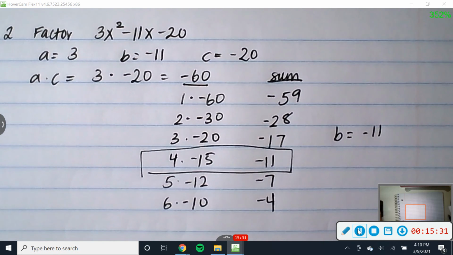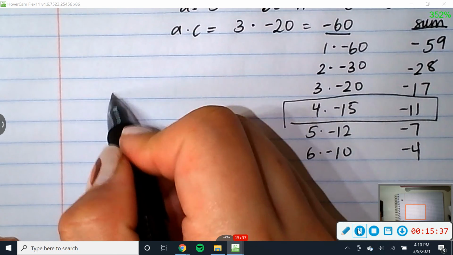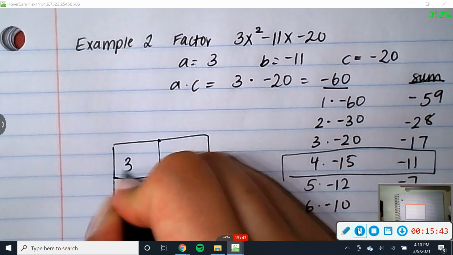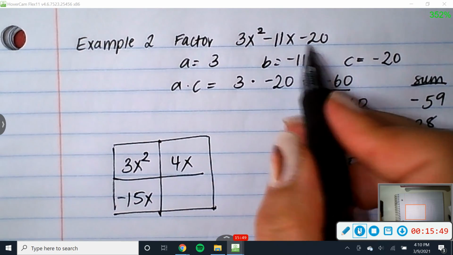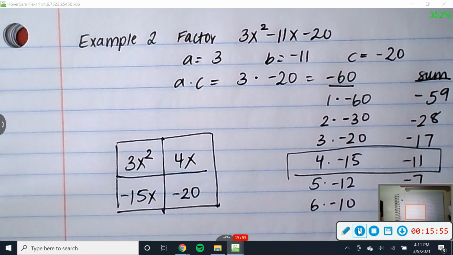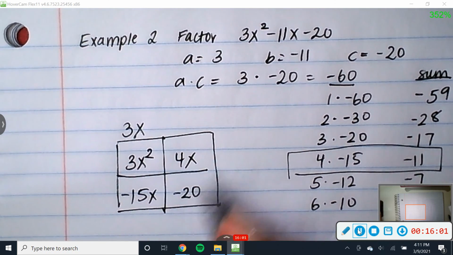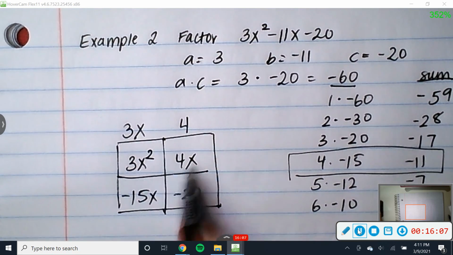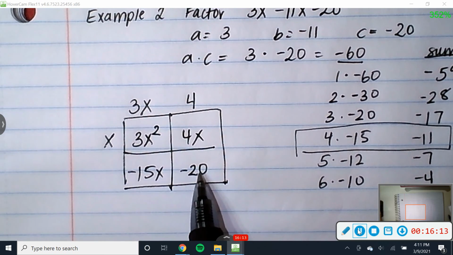So now I'm just going to put these in my box over here. So we're going to draw our box. Fill our box with the first term, 3x squared, 4x, and negative 15x, and our last term, negative 20. Now for the GCF, 3 and negative 15 have a common factor of 3 and a variable x. 4 and negative 20 have a greatest common factor of 4. 3x squared and 4x have a common factor of just x. And negative 15x and negative 20 have a greatest common factor of negative 5.